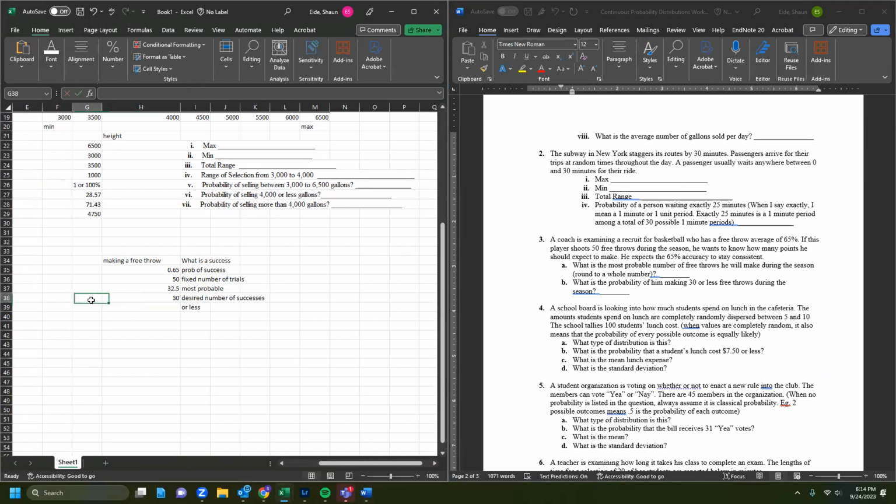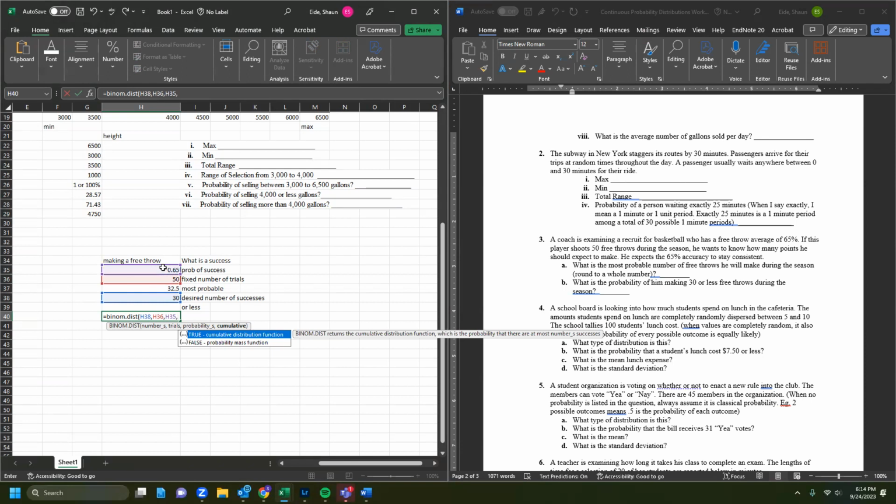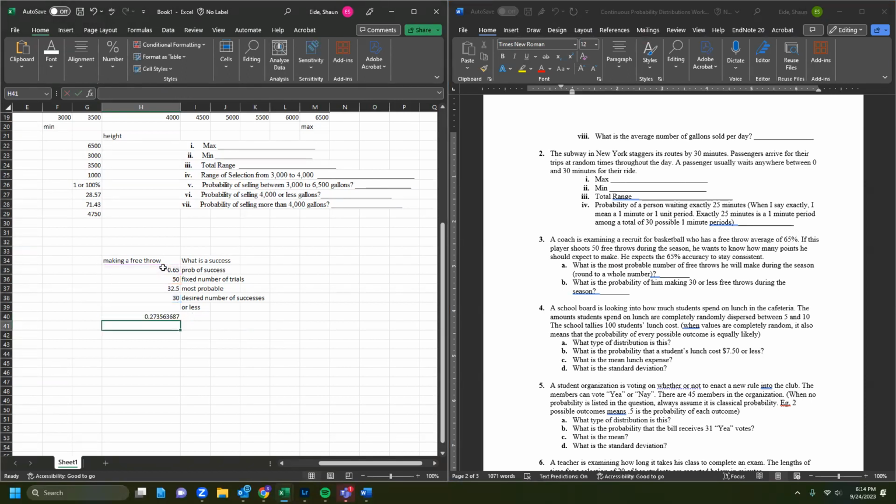Now what we're going to use is an Excel formula, equals BINOM.DIST. We put the desired number of successes, the set number of trials, the probability of success at each trial, and whether we want 30 or less, in which case we put true, or exactly 30, in which case we put false. So we're going to put true, since 30 or less is true.